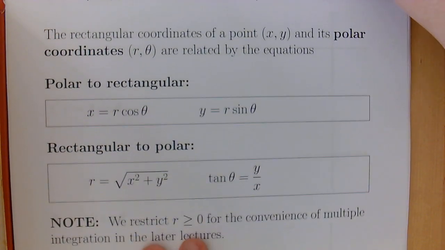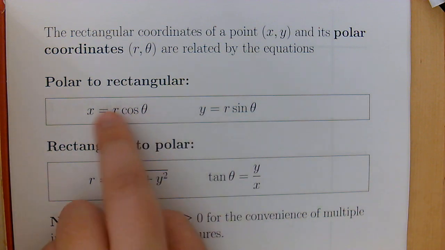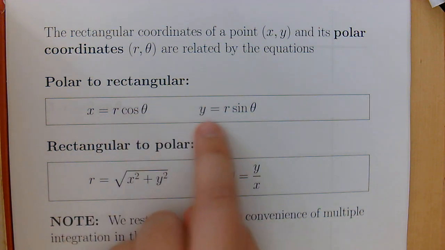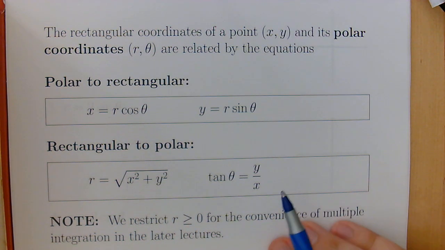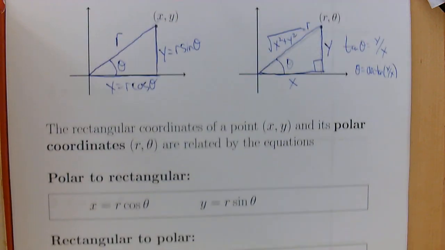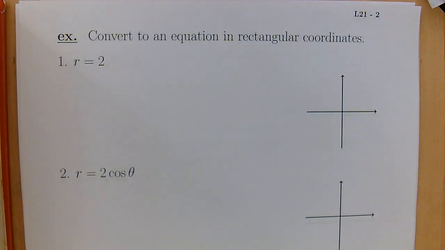So if you have polar coordinates and you want to turn them into x's and y's, this would be how you do it. You plug your r's and thetas into this side and you get out your x's and y's. Or if you have x's and y's and you need to get r's and thetas, this would be how we do it right here. And as I said earlier, we're going to restrict r to be greater than or equal to 0 for our purposes. All right, so let's get a little bit of review of polar coordinates going here.